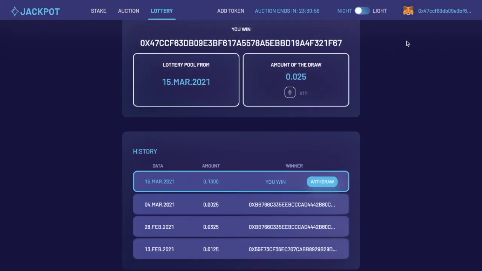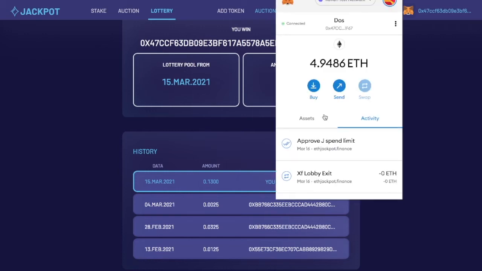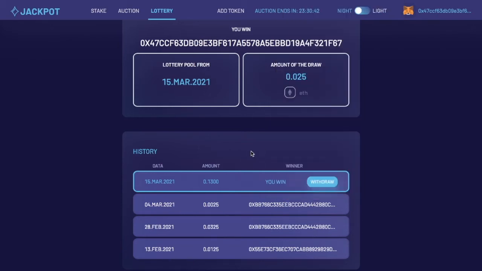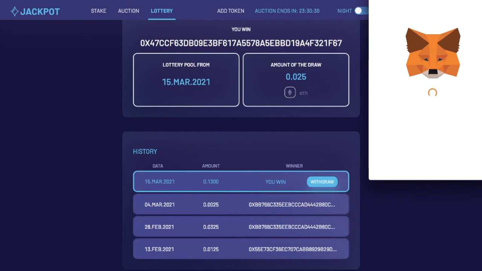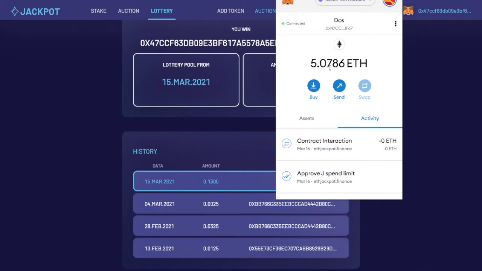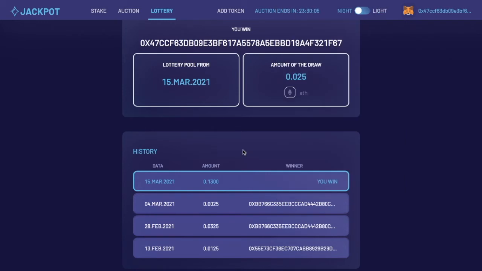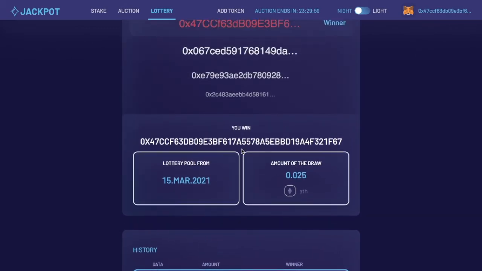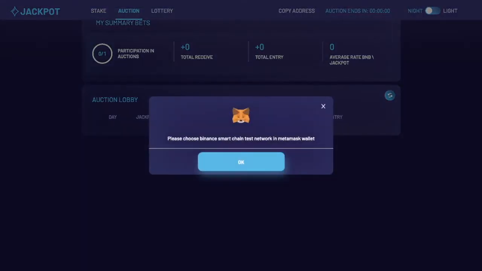Let's double check to make sure this is correct. So let's look at the total of ETH I have, 4.9486. So that should increase by 0.1, so it should be 5.07 in a minute. So let's go ahead and withdraw that. Come back up here. Yep, 5.07. Yeah, that's correct. So I would have won 0.13 ETH, okay? Which is fantastic. Okay, so let's go over to the Binance Smart Chain side again.